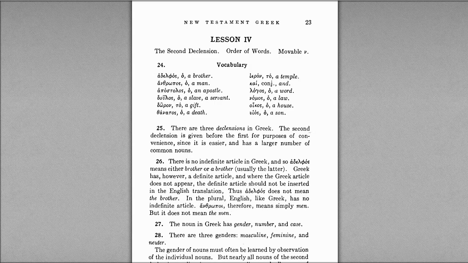Welcome to Lesson 4 of BL-101, New Testament Greek for Beginners. Lesson 4 primarily focuses on the second declension Greek noun, order of words, and the movable nu. Today, we'll begin at paragraph 25 of Machen's text.